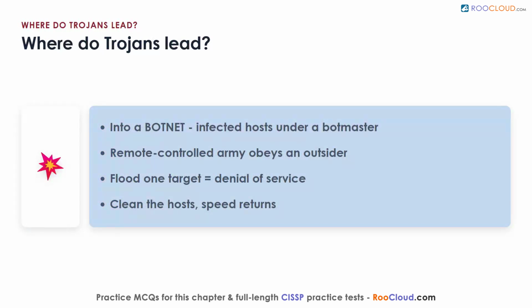Where do Trojans lead once they take hold? Very often, straight into a botnet. When enough infected machines fall under one attacker, called a botmaster, they form a remote-controlled army.